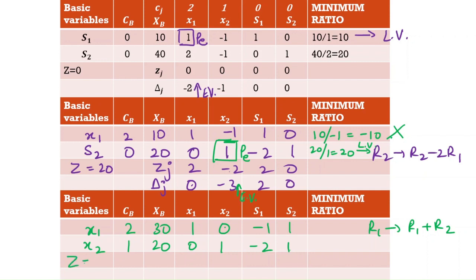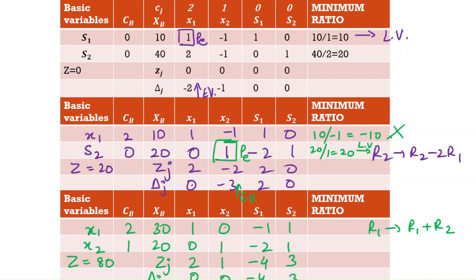So z is now 60 plus 20, which is 80, and zj is coming out to be 2, this is 1, minus 2 minus 2, this is 2 plus 1, 3. Delta j is coming out to be 2 minus 2 0, 1 minus 1 0, minus 4, and this is 3.